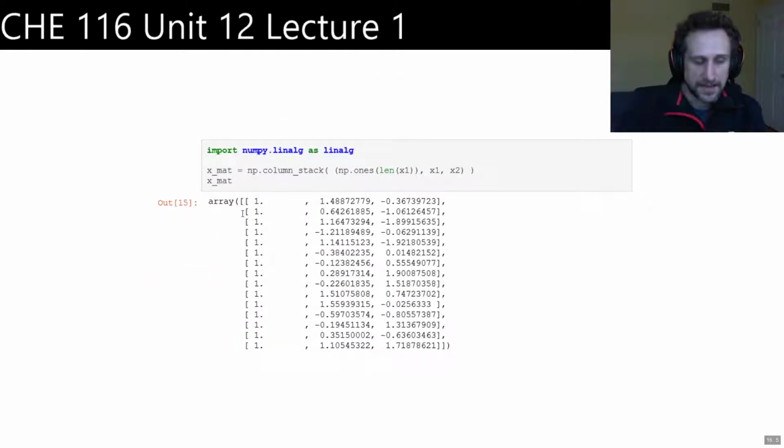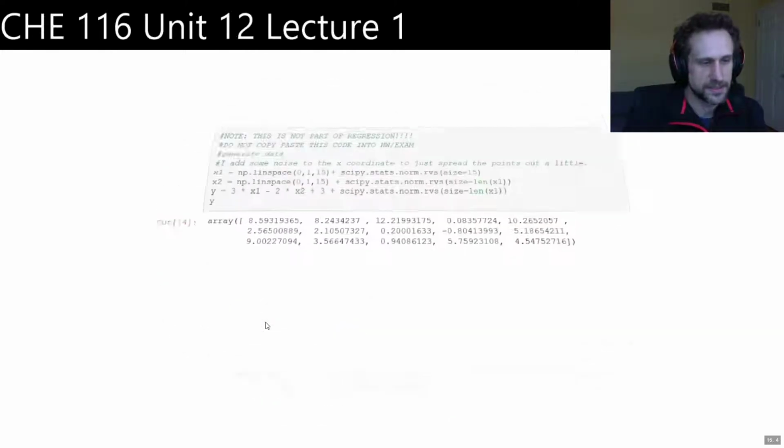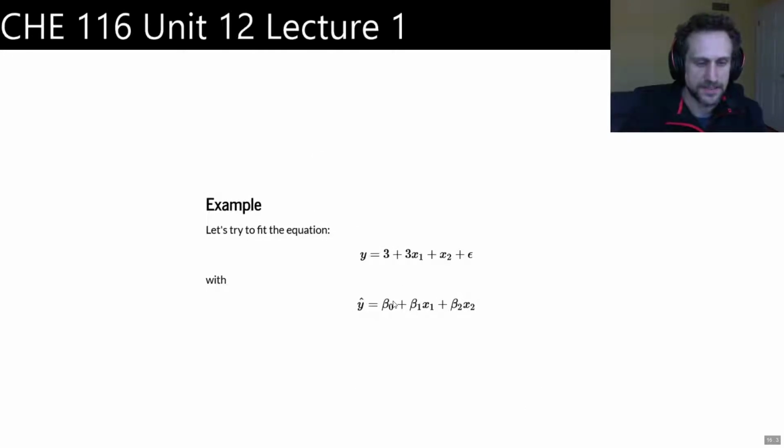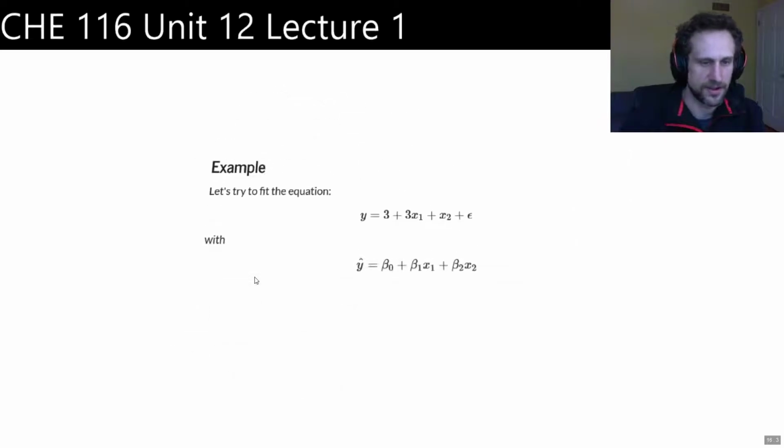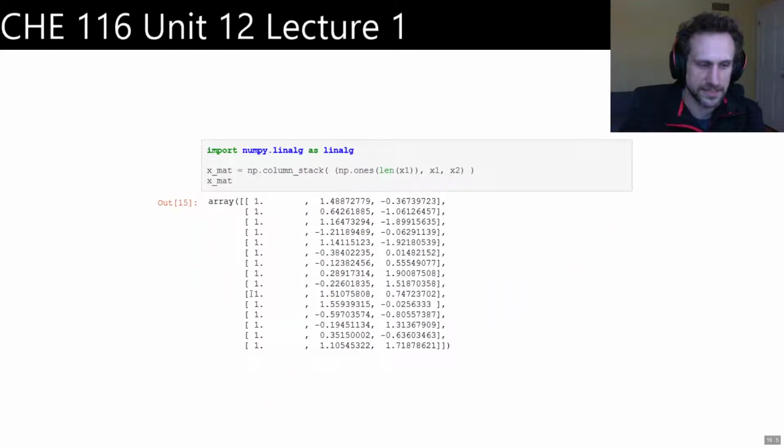So here's what my X matrix looks like. The first column is all ones, right? That's going to give me this beta naught, the intercept. So it's like I have a dimension of X that wasn't stated, that's always 1. Then here is my x1 and here's my x2. Remember, x1 and x2 are given to us. It's deterministic. There's no randomness about it. x1 and x2 are just known.